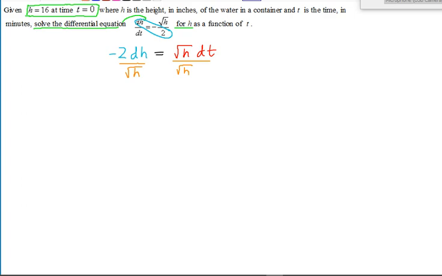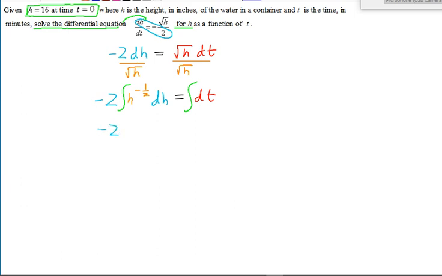So negative 2, we can rewrite this as h to the negative 1/2 to make it easier to integrate, times dh, equals, and all that's left on this side is just dt. And now we can integrate both sides. Since the negative 2 is a coefficient, you can actually leave it outside the integral. It's going to stay there. So when you integrate that, the negative 2 stays.